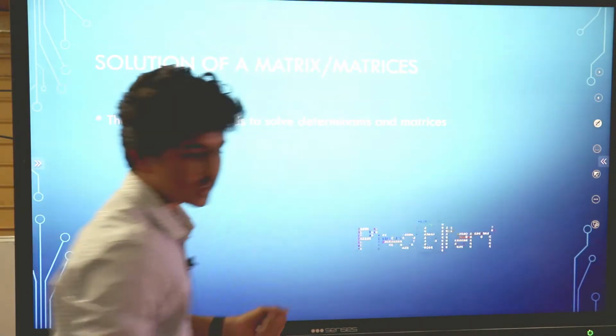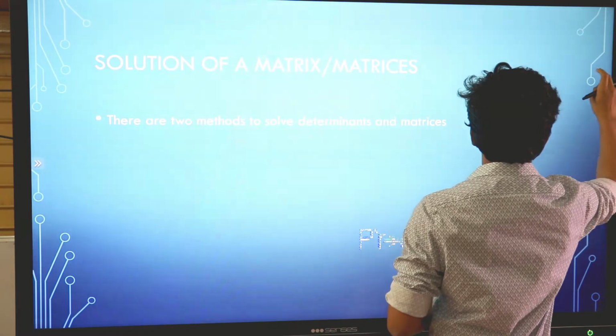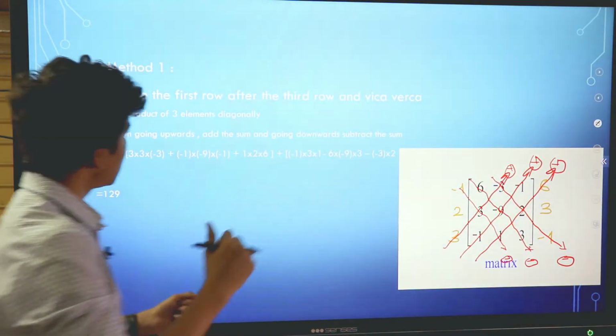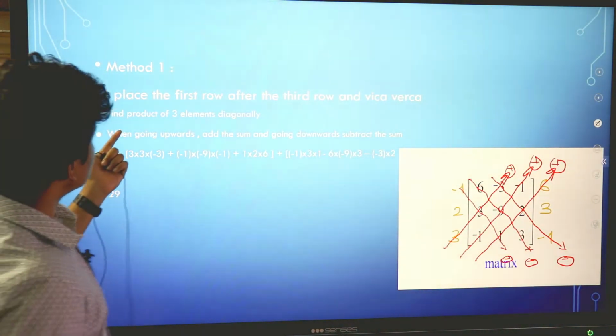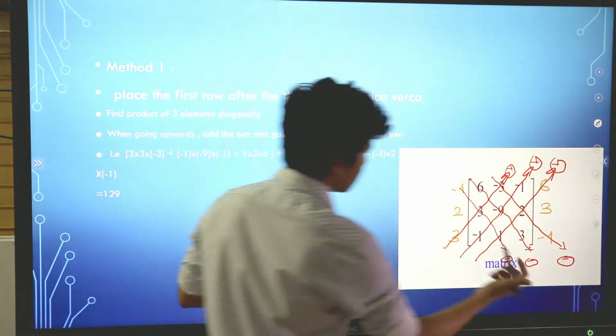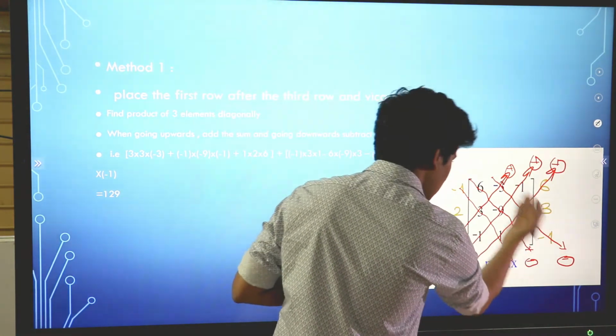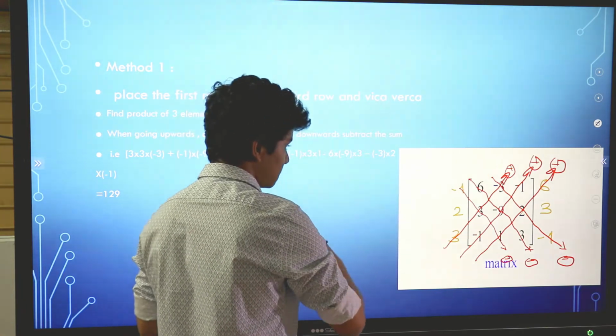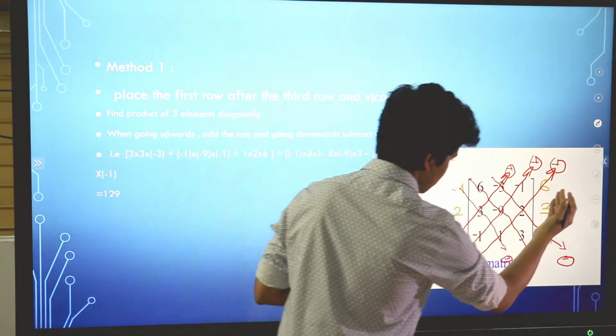Solution. How do we solve a matrix? Very important. There are two methods. The first method, this is how we solve it. We can place the last row before the first row and the first row towards the last row.